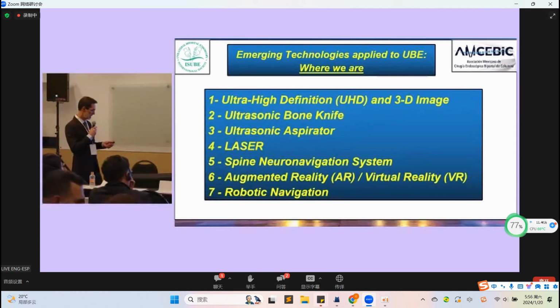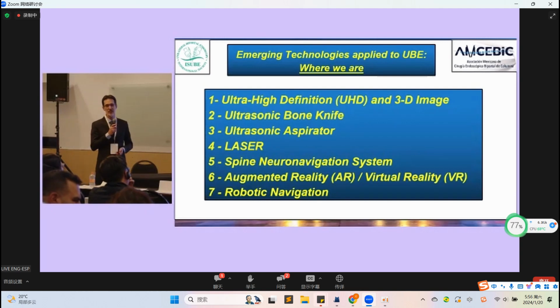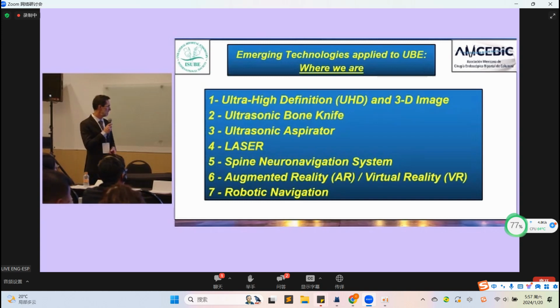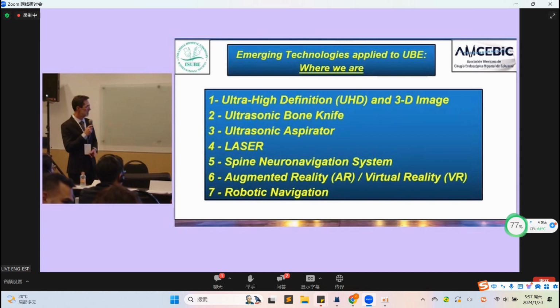Nowadays we can use ultra high definition and 3D image, ultrasonic bone knife, ultrasonic aspirator, laser sometimes, spine and neural navigation system, augmented reality and virtual reality, and robotic navigation. This is our moment.